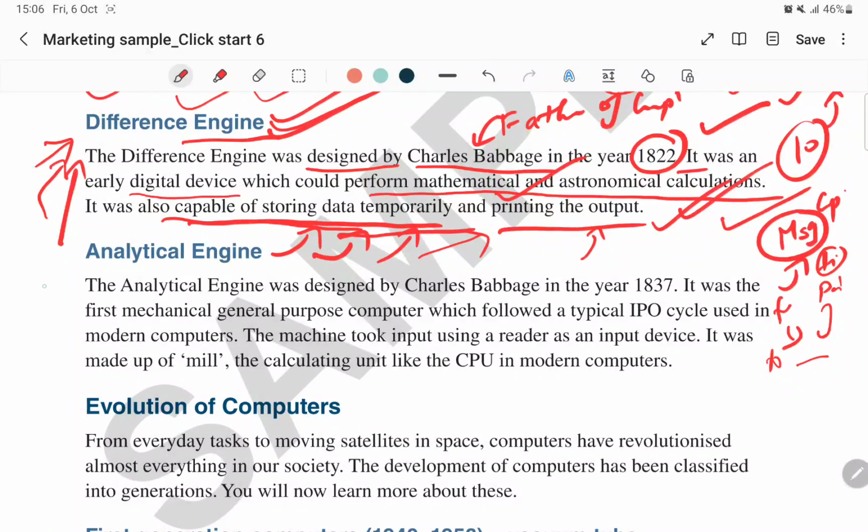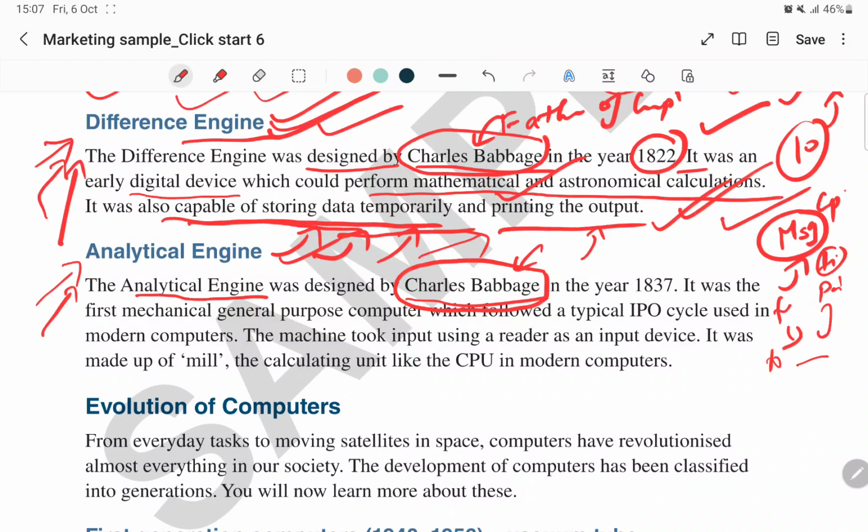Now last is the analytical engine. The analytical engine is another device which comes under the early calculating devices, the last of its kind, which was designed again by Charles Babbage only, the father of the computer, the same scientist. Charles Babbage developed or designed two types of early calculating devices, and both the devices are named as an engine. One is the difference engine and one is the analytical engine. This difference engine we have discussed, and right now we are discussing the analytical engine.